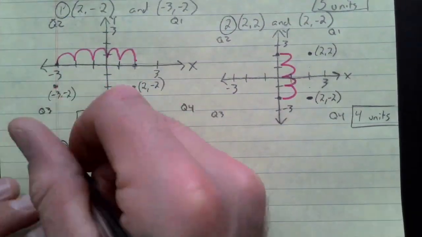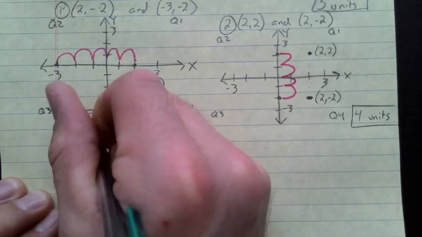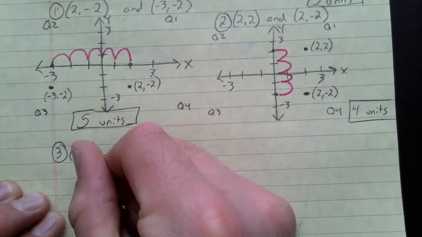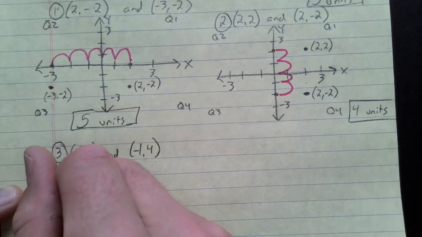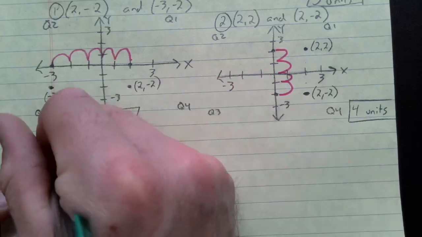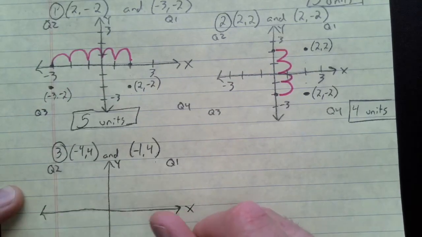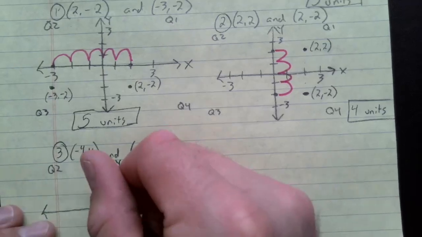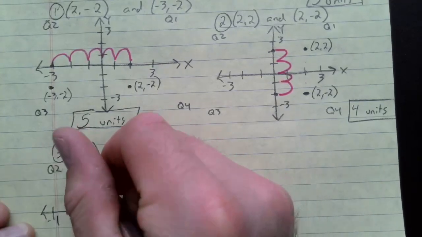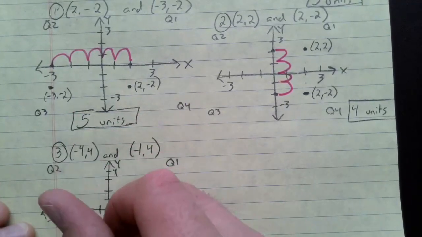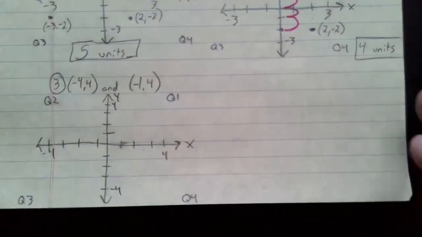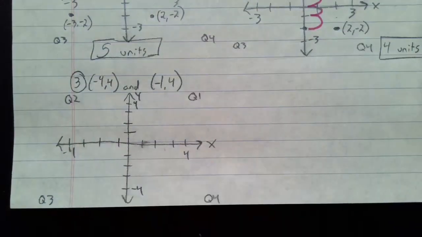Number 3 is your points -4, 4, and -1, 4. All right, so step 1 is to create your coordinate plane. Create that coordinate plane and label your axes. Here's your x, there's your y, Q1, Q2, Q3, Q4. And then we're only going up to 4 here, so 1, 2, 3, +4, -1, -2, -3, -4. Okay, so now you have your coordinate plane all labeled. Looks good.